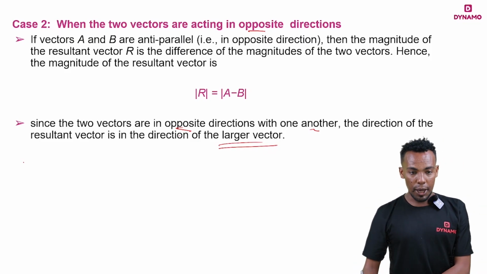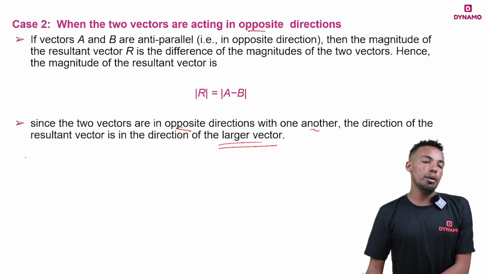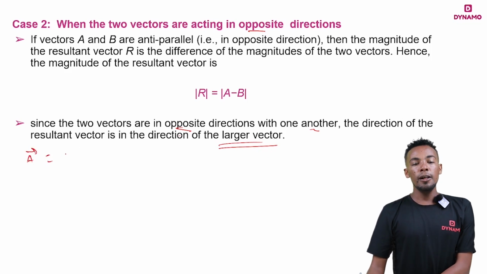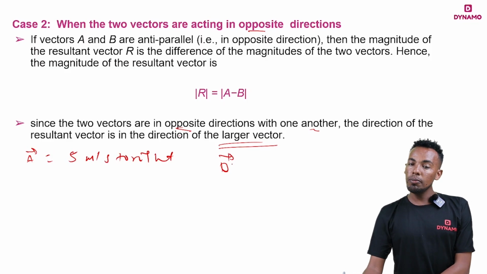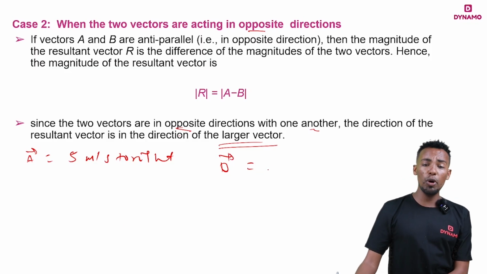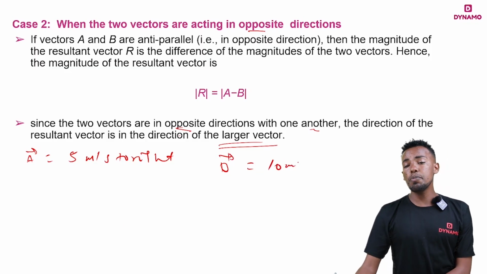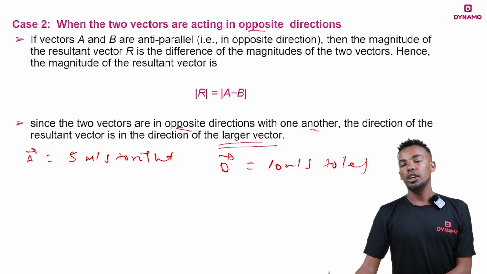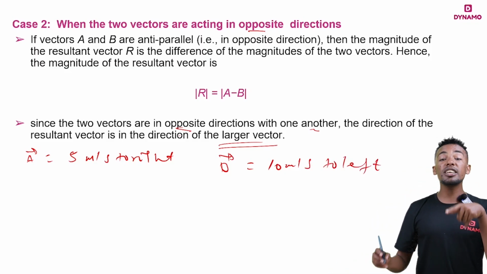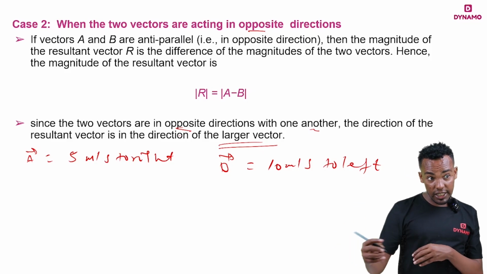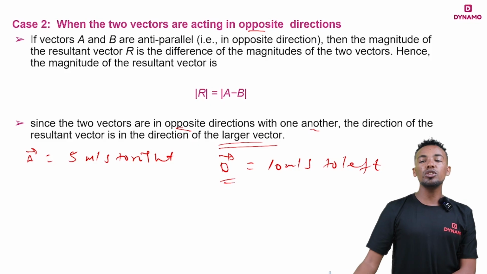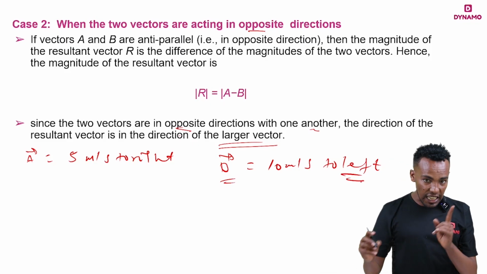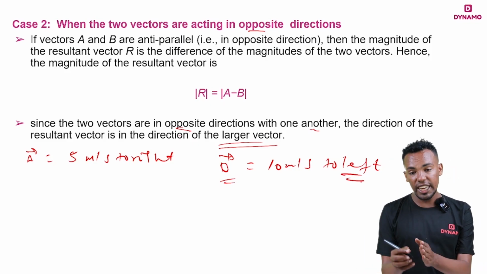For example, if vector A is 5 meter per second to right, and vector B, being in the opposite direction, is 10 meter per second to left, the direction of the resultant vector is the direction of the larger vector. Our larger vector is what? Vector B. The direction of vector B is what? Left.